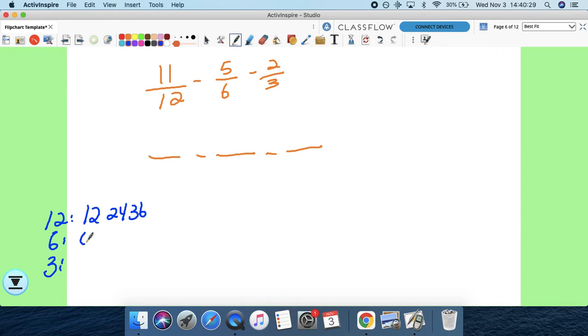6 times 1, 6. 6 times 2, 12. Uh-oh, I already saw 12. 6 times 3 is 18. I'll stop there. 3. 3 times 1, 3 times 2, 3 times 3, 3 times 4. So notice that now we have a 12, a 12, and a 12. So they all have the same number. So I'm going to use 12.